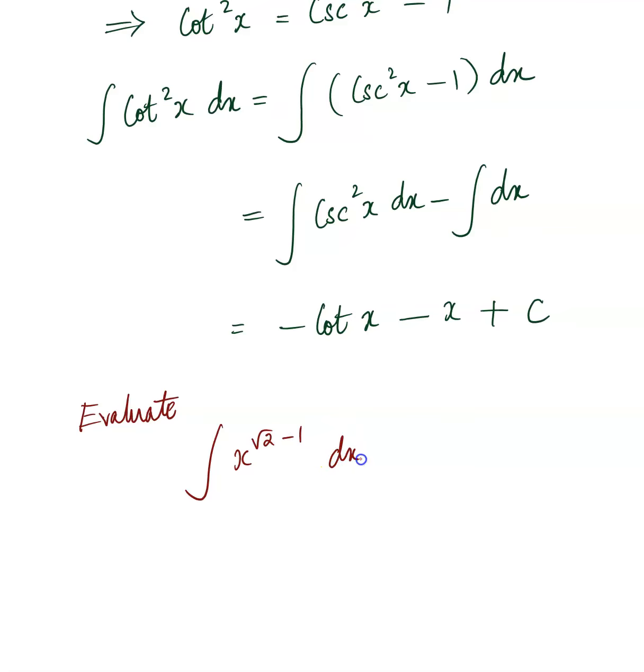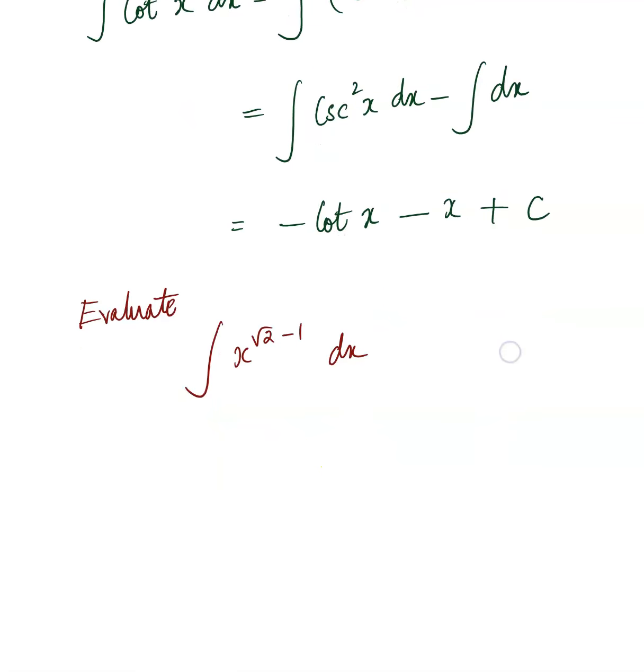Root 2 minus 1 dx. Again, don't be stumped because you have the root 2 and all that. You just have to see if it's a constant. Root 2 minus 1 is a constant, right? Root 2 is 1.414. That minus 1 will give you 0.414. So it is a regular number. So don't be again worried about that.